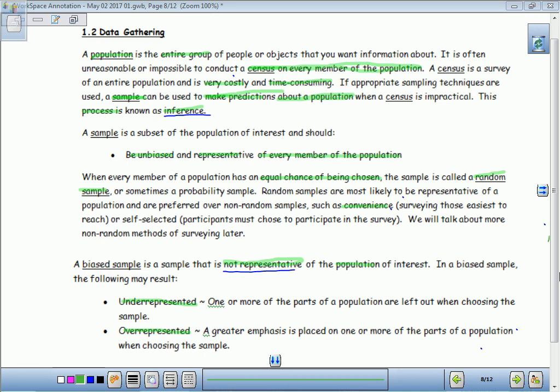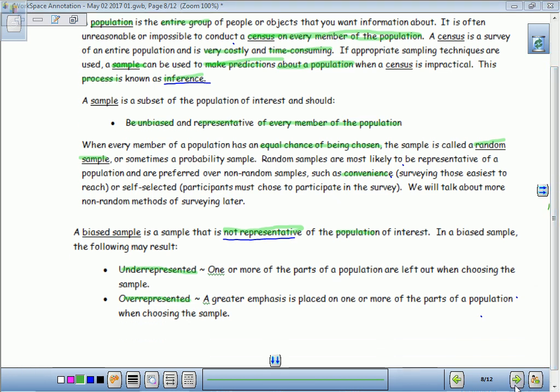Now, a biased sample is one that is not representative of the population. And with biased samples, we can have underrepresented groups and overrepresented groups. And when we create a sample that is biased, that's why I always read research to figure out how they did it. How did they create this sample? Because if you have an underrepresented group or an overrepresented group, it can sway the results.